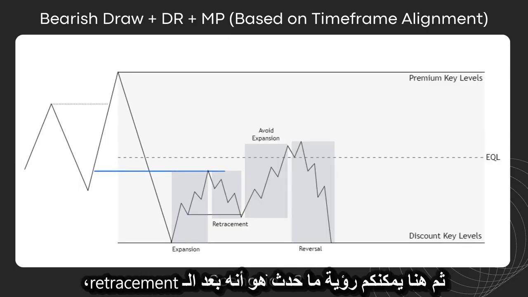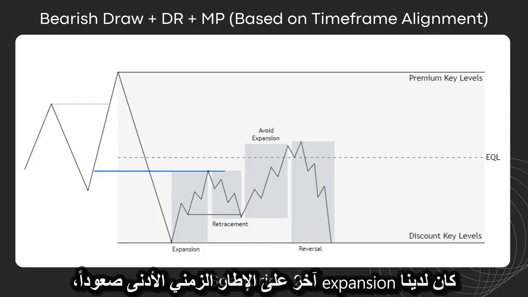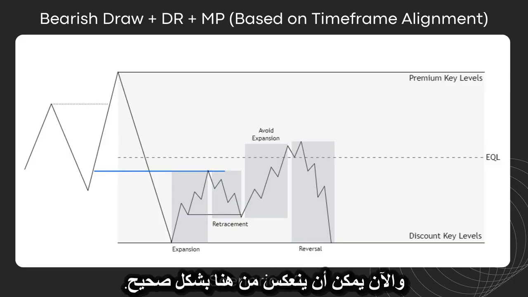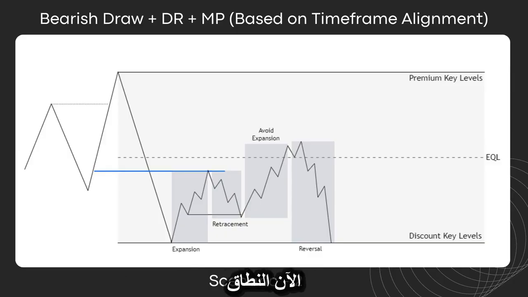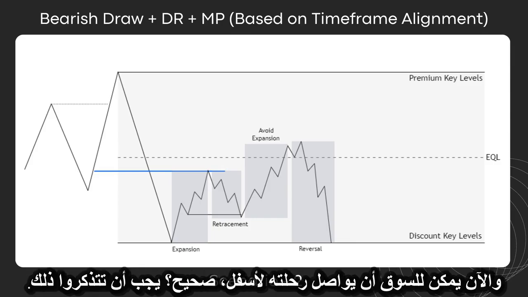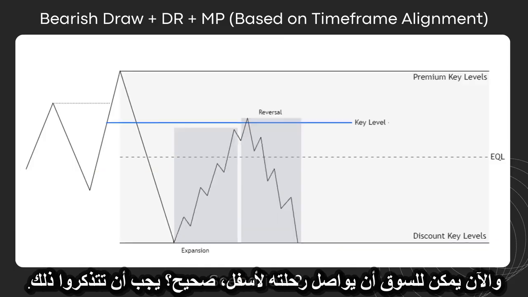Then right here you can see that what happened is that after the retracement, we had another lower time frame expansion higher, which went higher to test the premium region and equilibrium. And now it can reverse from here properly, because now the dealing range has been properly rebalanced, and now the market can continue its journey lower, right? You need to remember that.